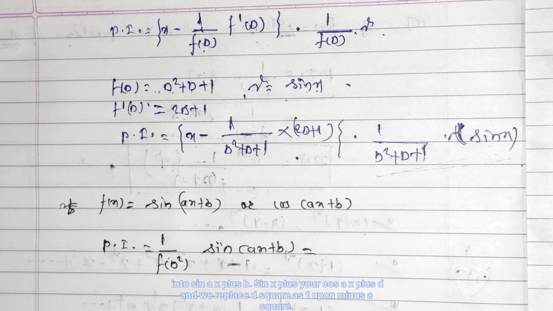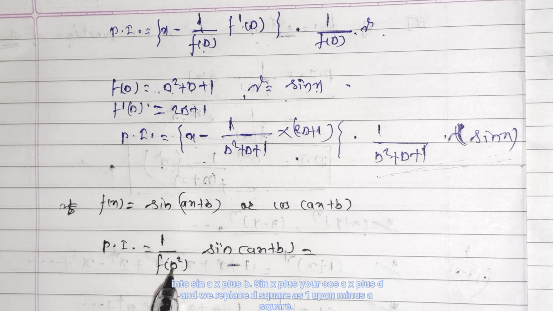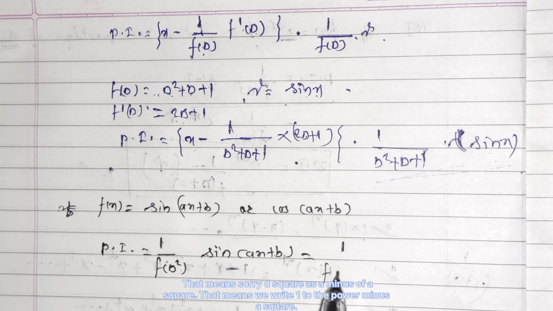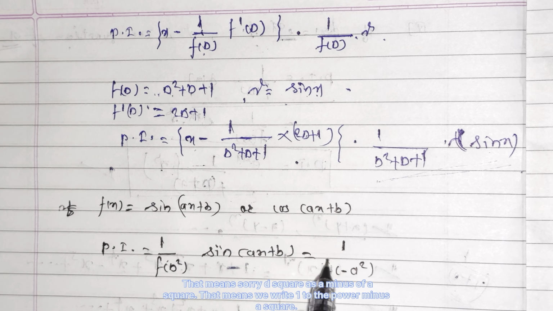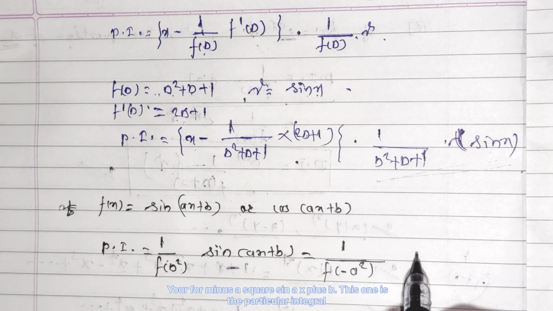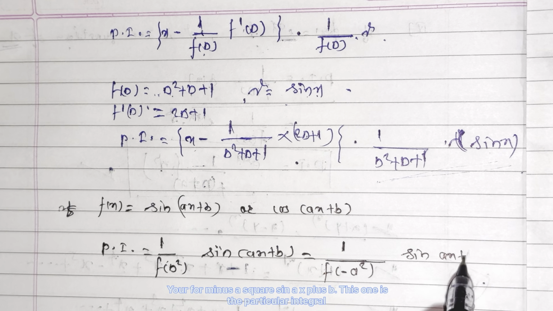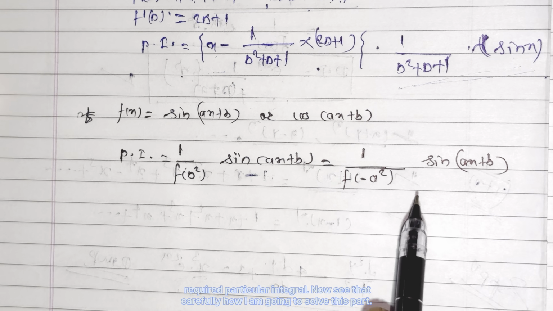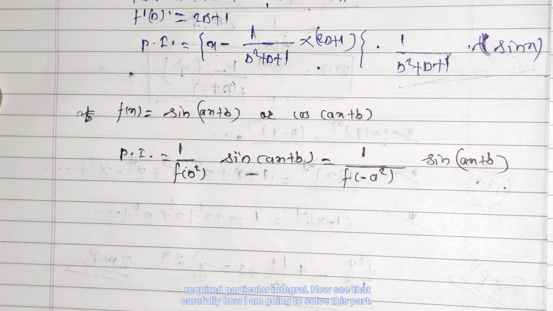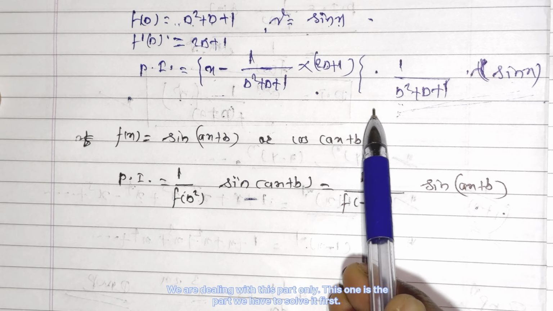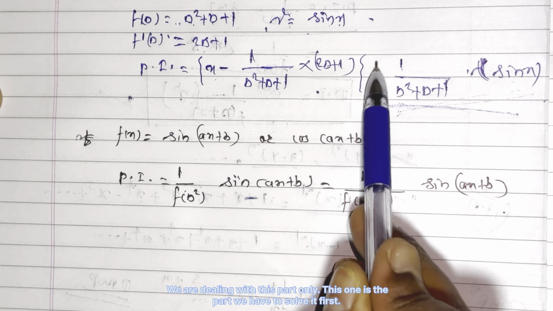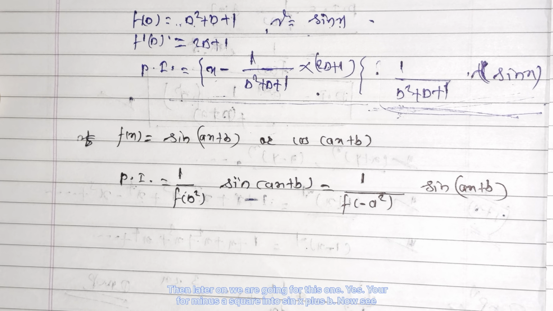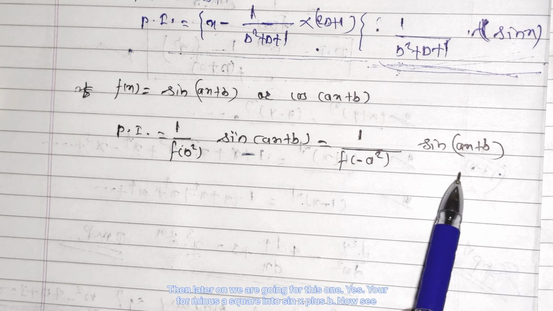Sin ax plus b or cos ax plus b, and we replace d square as minus a square. That means we write 1 upon f of minus a square, sin ax plus b. This one is the required particular integral. Now see carefully how I'm going to solve this part. We are dealing with this part only; this is the part we have to solve first, then later on we go for the other one: f of minus a square into sin ax plus b.